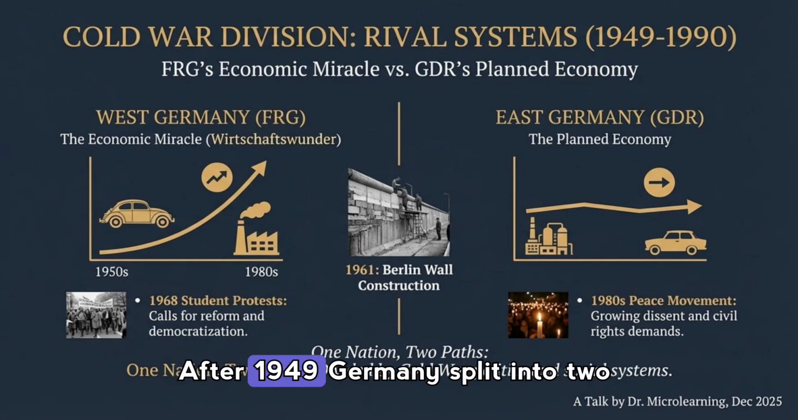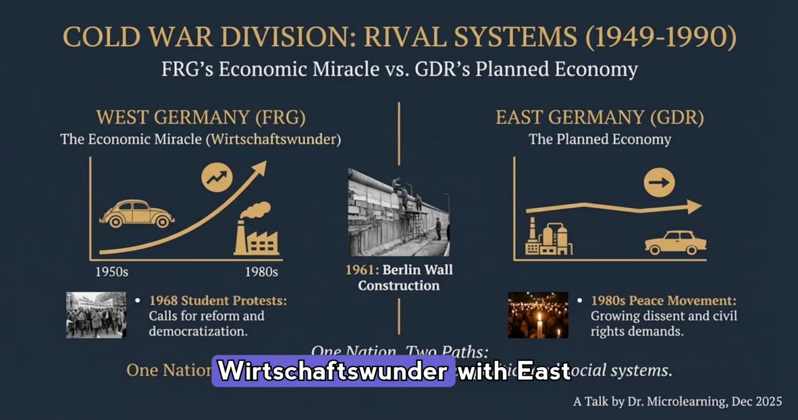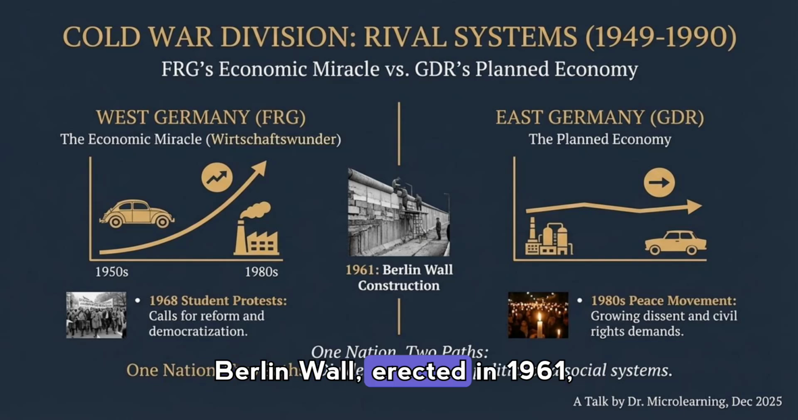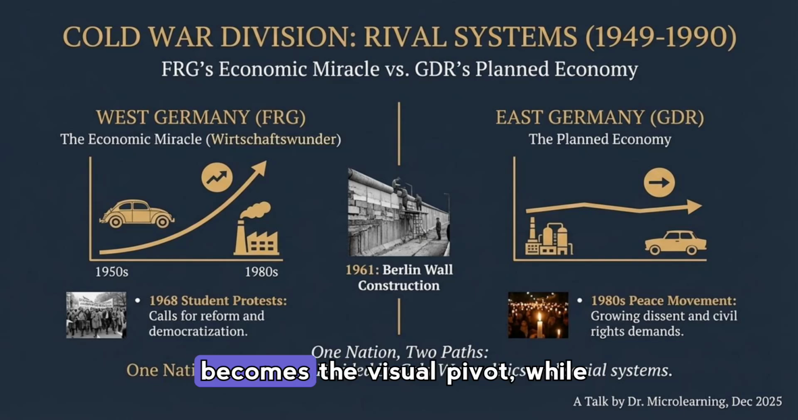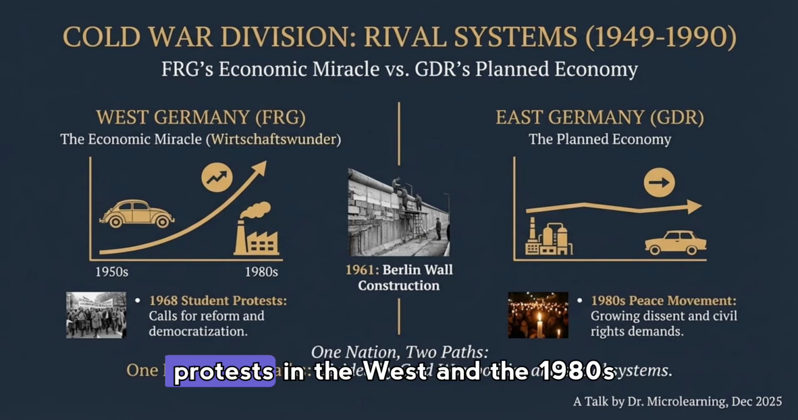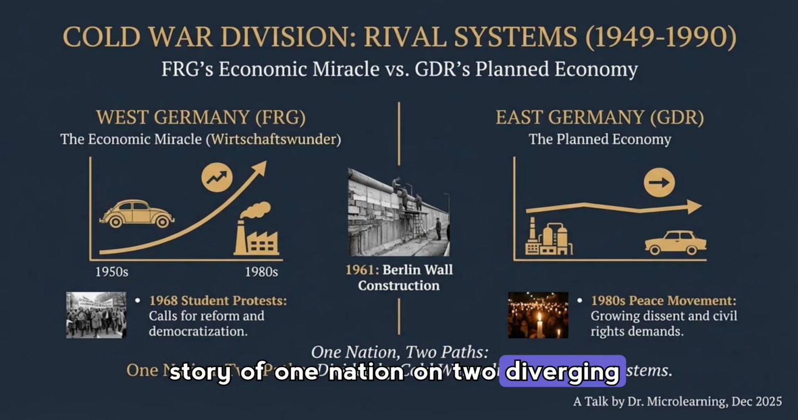After 1949, Germany split into 2 distinct systems, and this slide contrasts West Germany's Wirtschaftswunder with East Germany's planned economy. The Berlin Wall, erected in 1961, becomes the visual pivot, while social movements, like 1968 student protests in the West and the 1982 peace movement in the East, show evolving pressures for reform. It's a story of one nation on 2 diverging paths.